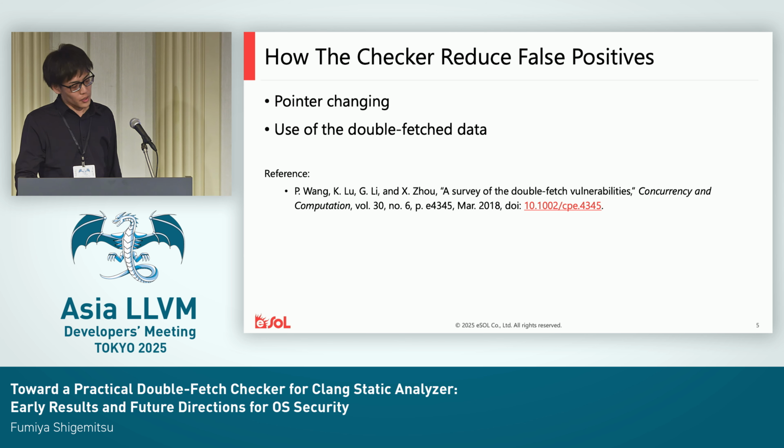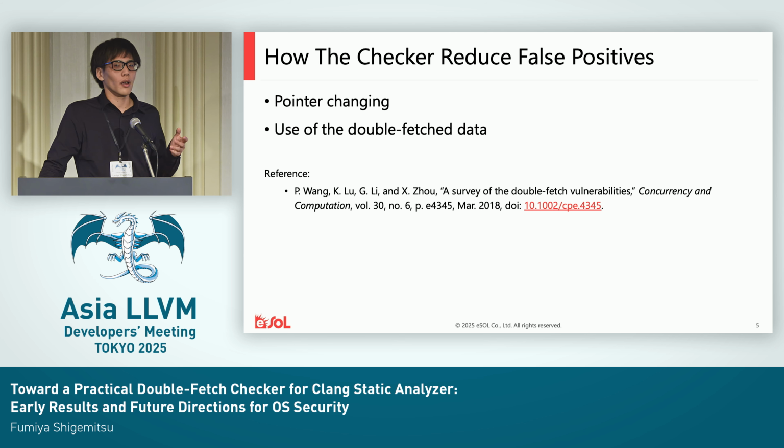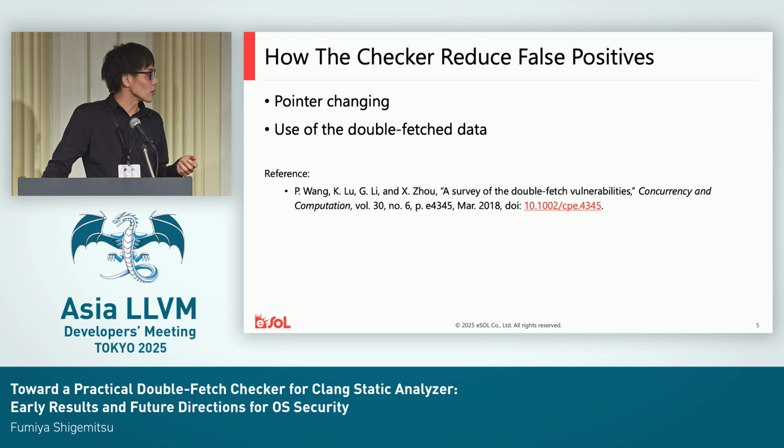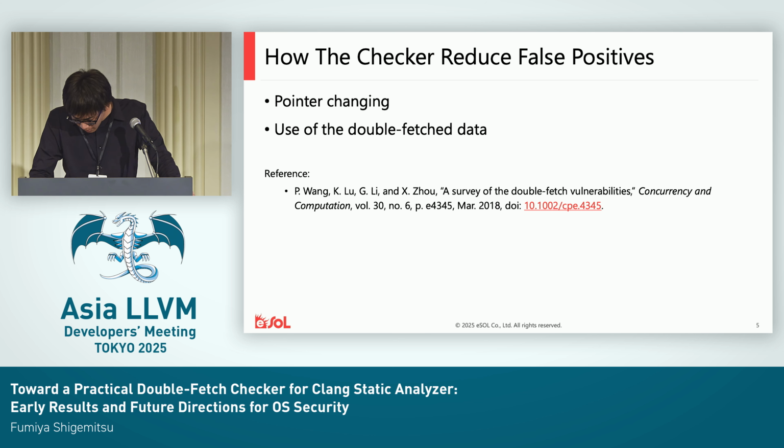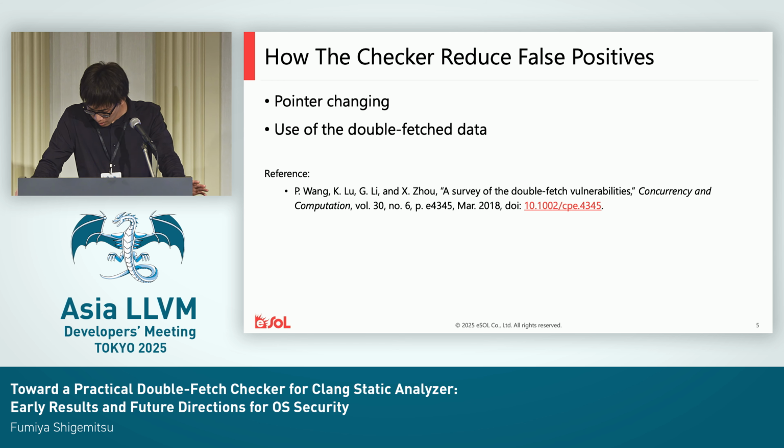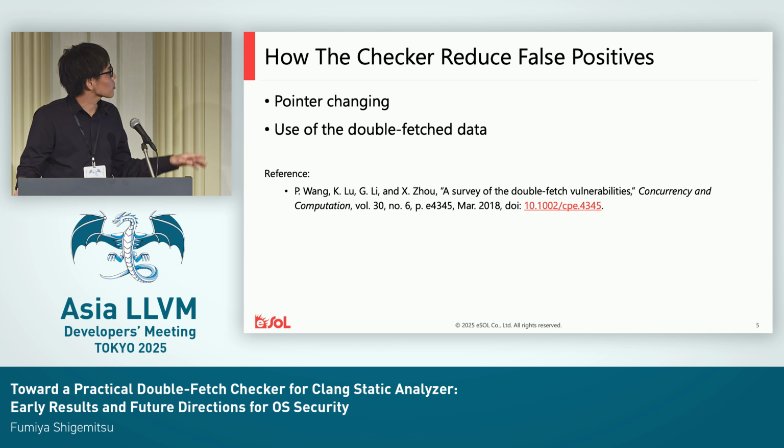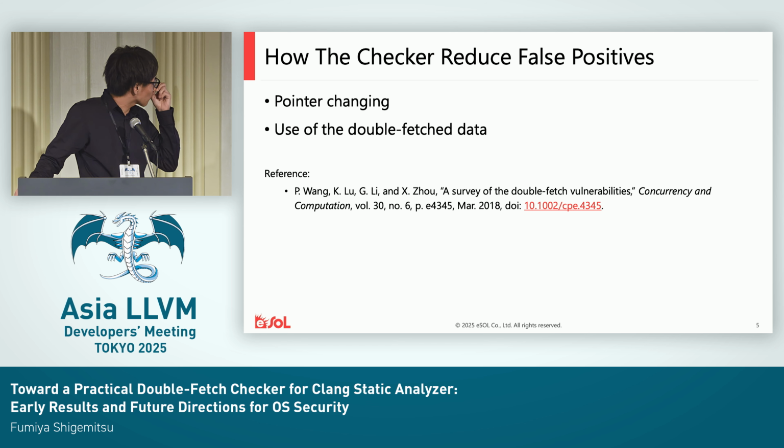Second, use of double fetch data. The checker sees how the data is really used. So just detecting two reads isn't enough. The checker only flags paths where the double fetch data is really used, at places such as branches or writes. These are mentioned in the survey paper on static analysis for double fetch issues.